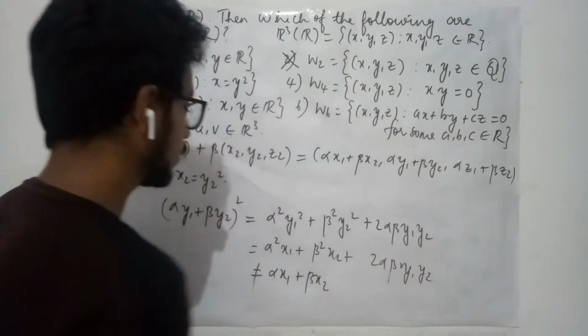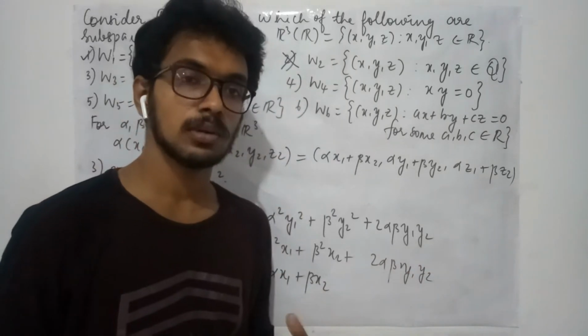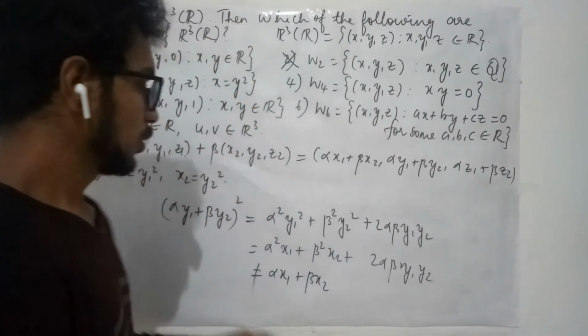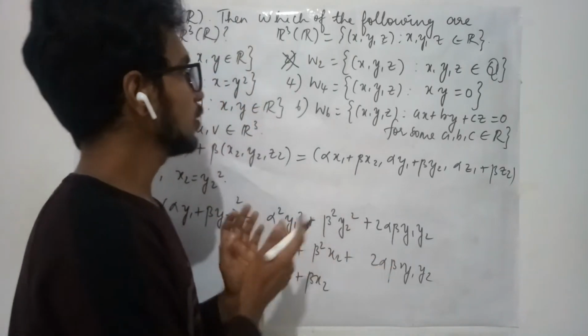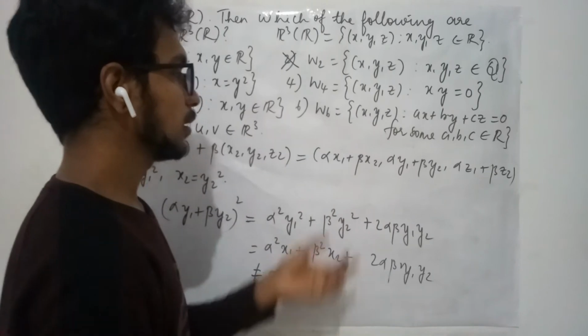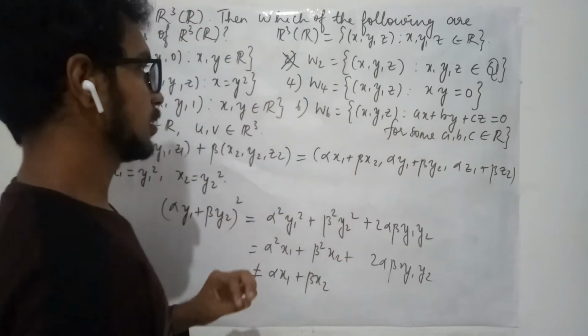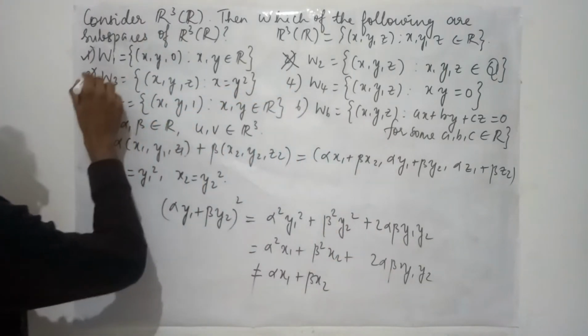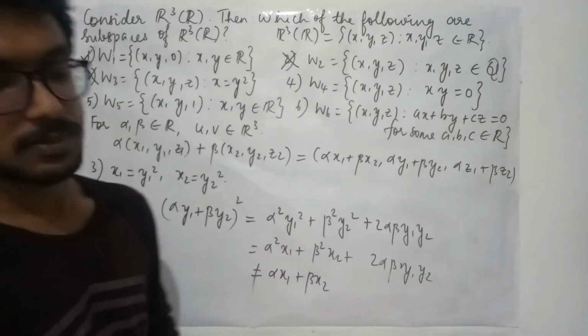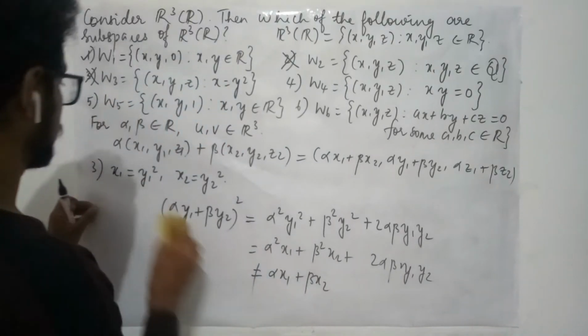So this is not equal to alpha x1 plus beta x2 always. When this is not true in general, we cannot come to the conclusion that this is satisfying this condition. Therefore, it is not a subspace, right?